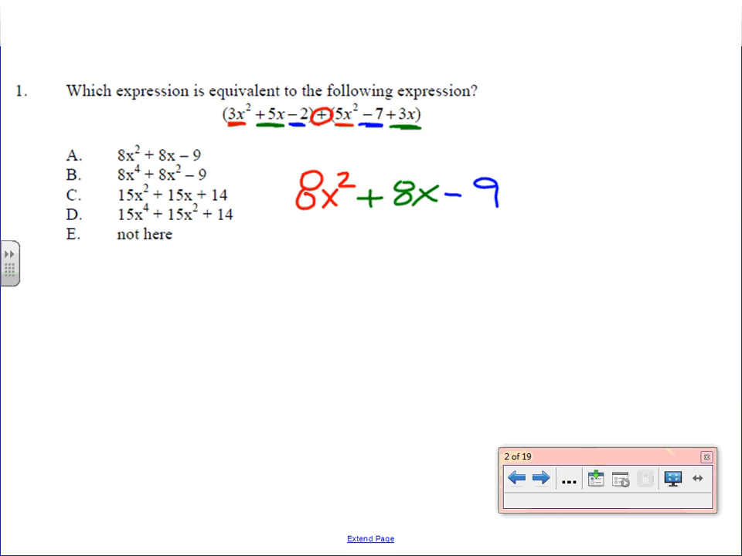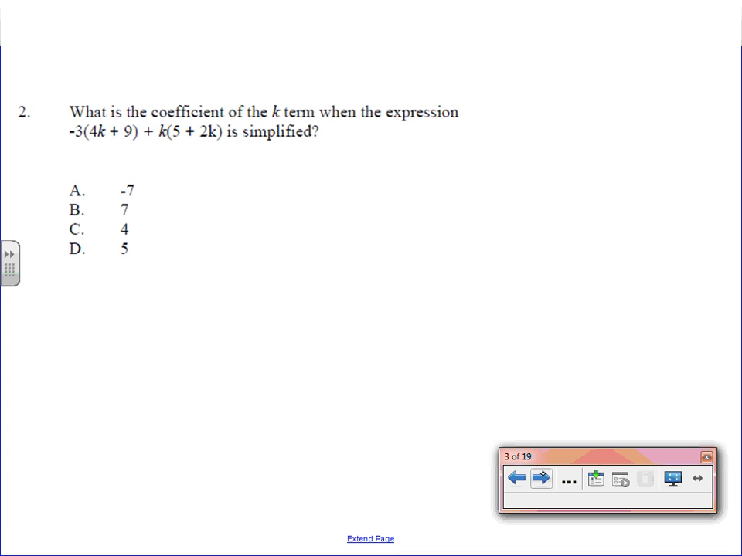Therefore, what I'm looking for is the expression 8x squared plus 8x minus 9. And that is choice A. So the correct answer to number 1 should be A. All we're doing is adding like terms. Now on the test tomorrow, I may decide to turn that into subtraction. You do the same thing except you subtract the coefficient. All right, let's try number 2.